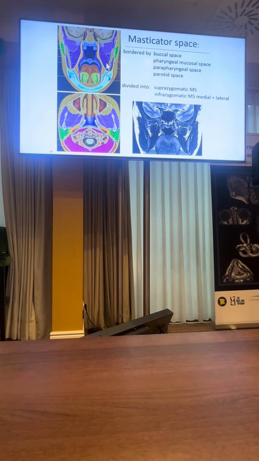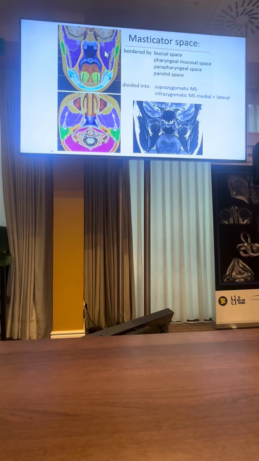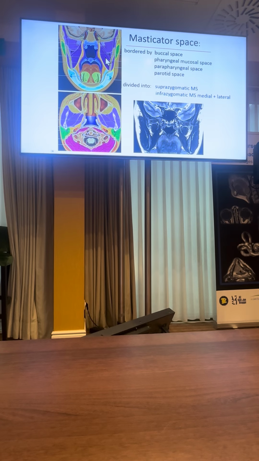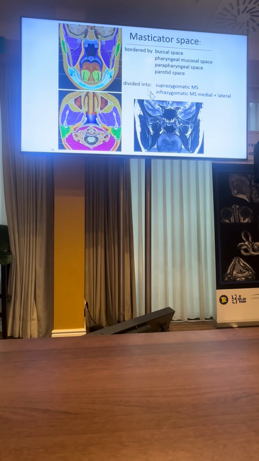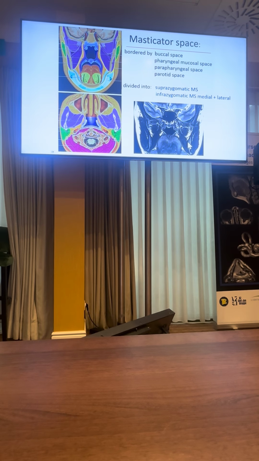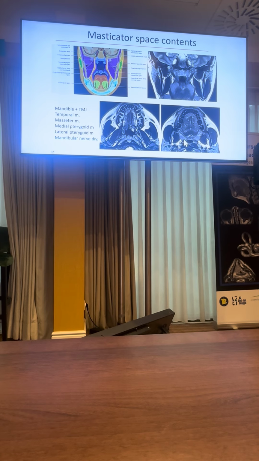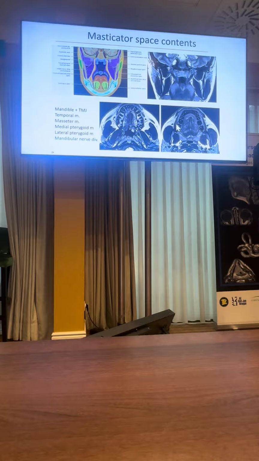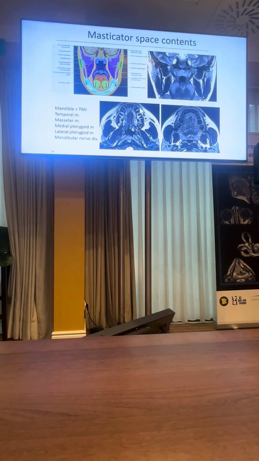We can further subdivide the infrazygomatic component into the medial one and the lateral one: lateral pterygoid and medial pterygoid being the medial components, and the masseter being the lateral component. On this image you see suprazygomatic, infrazygomatic, lateral pterygoid, superior belly, inferior belly, medial pterygoid muscle, masseter muscle. I think that was too much, no? We continue, and there will always be some repetition, don't worry.